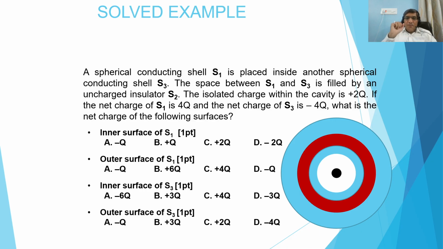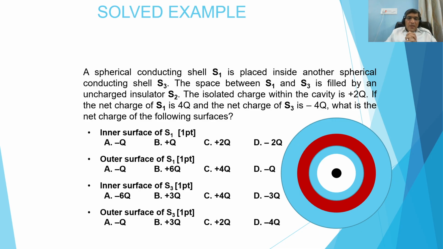We have a larger circle, which is S3, the larger radius. We have S1, the blue circle, and we have a red circle, which is the insulating material between S1 and S3, denoted by S2. Again, we have a white circle, which is a hollow cavity, and we have a plus 2q charge inside it. So what happens if we have a net charge 4q on S1 and a minus 4q charge on S3? So this is the question. Hope you understand. First, just understand what the question demands and then give the answer.